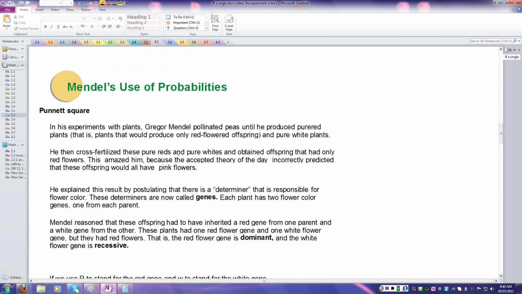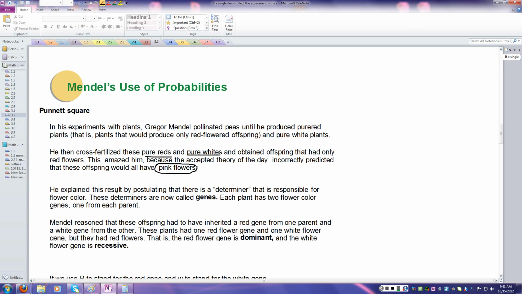So now we're getting into genetics. And for genetics, we kind of have to do some background work before we start. And this starts with George Mendel. He did this experiment with pea plants. And it turns out he had white flowering plants and red flowering plants. So he cross-fertilized these pure reds and these pure whites, and it was interesting because at the time everyone thought, okay, well, they're just going to get pink flowers. And it turns out when he did this, he got white flowers and red flowers.